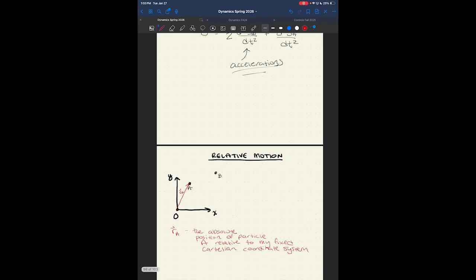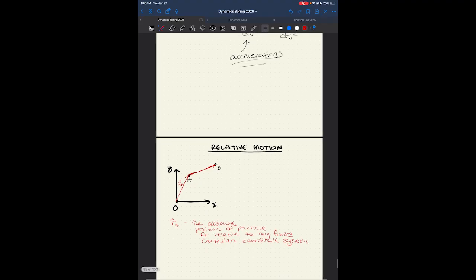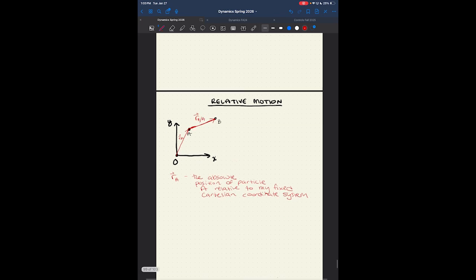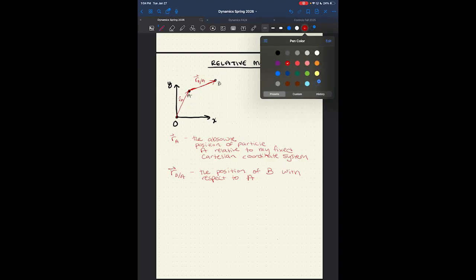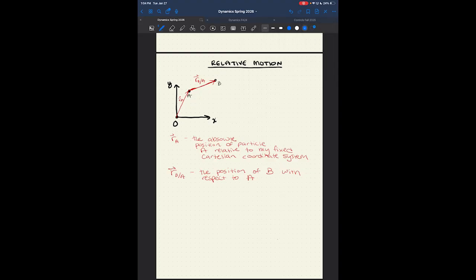So you're at A and you say, I spot B. I'm at A and I see that B is some amount forward and some amount to the right. We're going to call this vector the position of B with respect to A. We're going to find that there's a very simple relationship between the three vectors I've just drawn, where the blue one is the absolute position of B relative to the fixed Cartesian coordinate system.